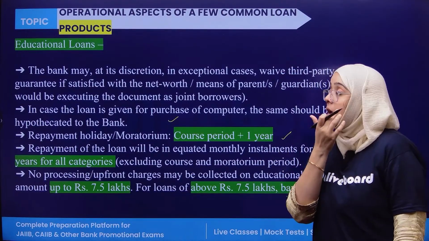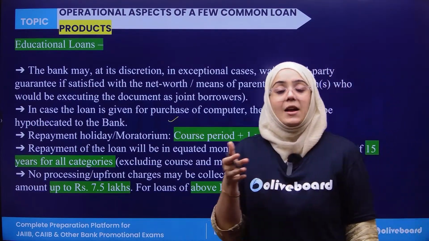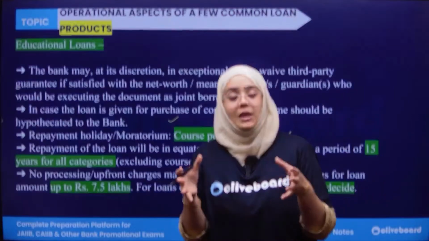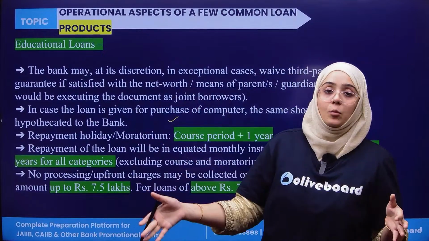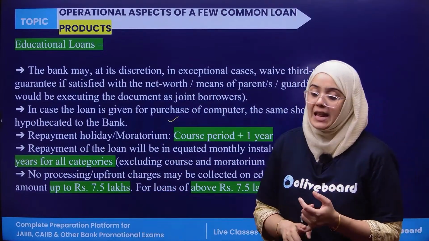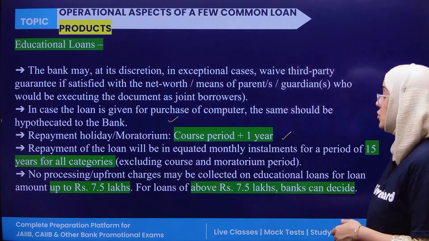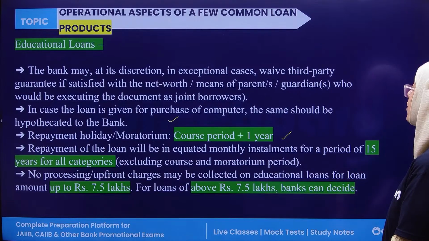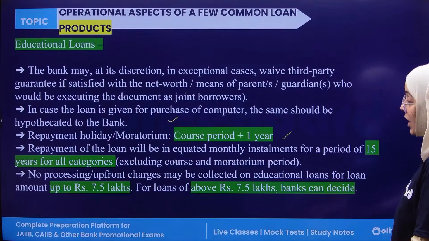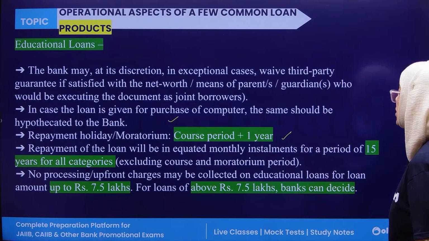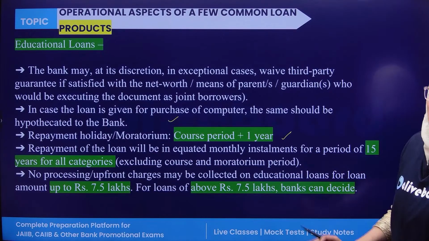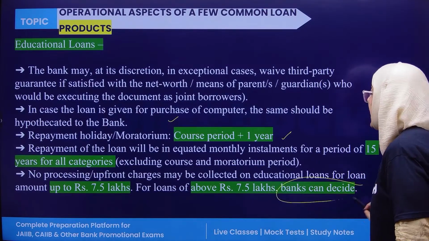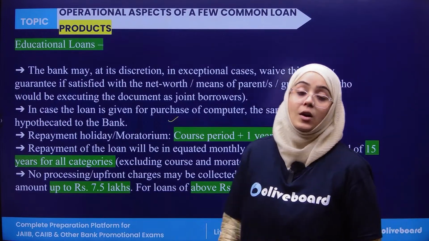Moratorium period means the period in which you don't have to pay any EMI or interest. So the moratorium period is whatever your course time is. For example, you have 3 years of course time plus 1 year more. So in these 4 years, you don't have to pay any EMI or interest to the bank. Repayment of the loan will be in equated monthly installments for a period of 15 years for all categories, and no processing or upfront charges can be charged if the loan amount is up to 7.5 lakh. And if the amount is more than 7.5 lakh, the bank can decide its processing fees or charges.